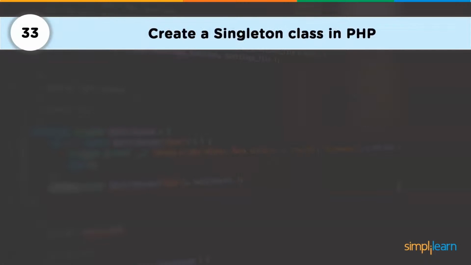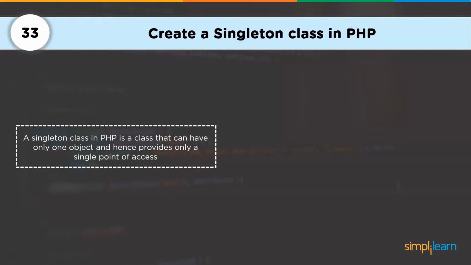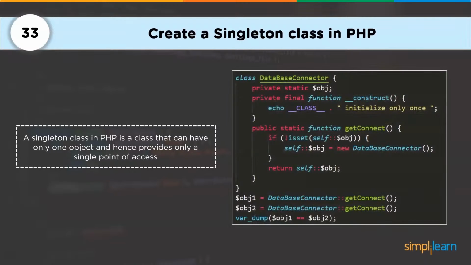Next question, create a singleton class in PHP. So how do we create a singleton class in PHP? Before that, let's have a look at what a singleton class is. A singleton class in PHP is a class that can have only one object and hence provides only a single point of access. Generally in a class you can create as many objects as you want, and it will in turn create different access points into that block of code. In a singleton class you can only create a single object, hence singleton.